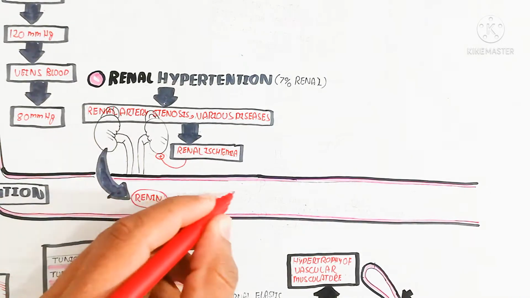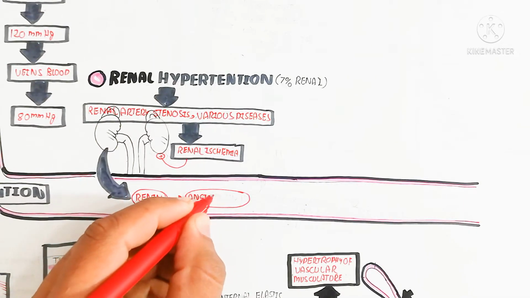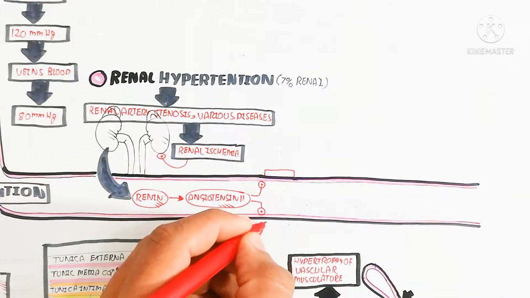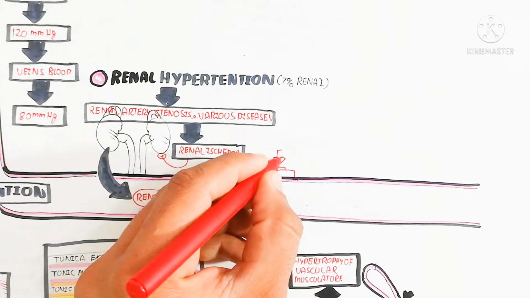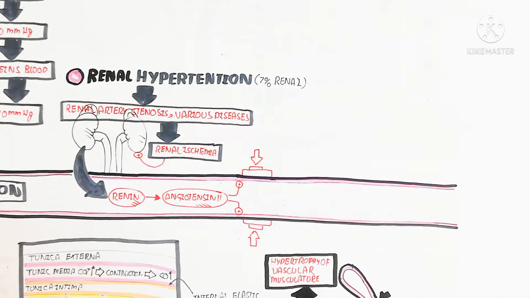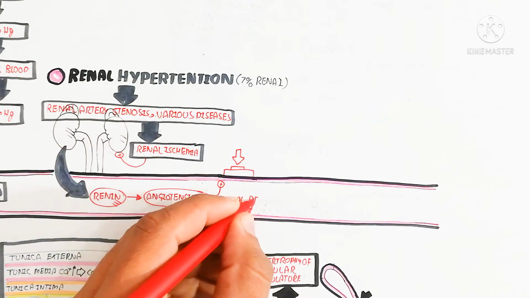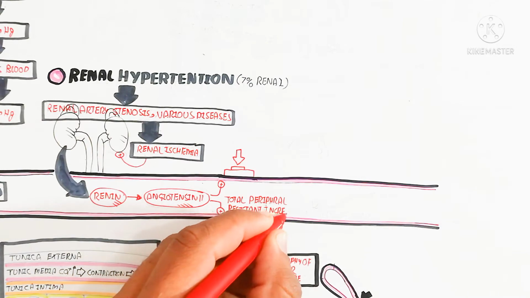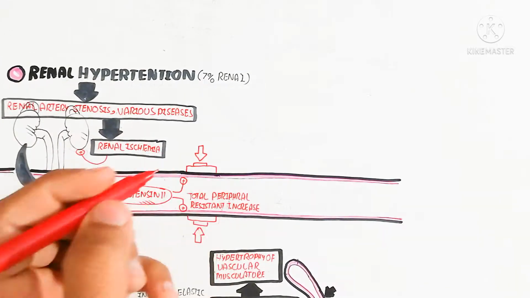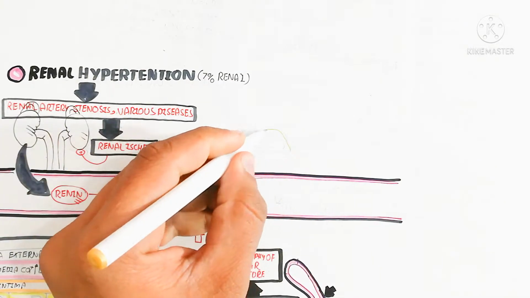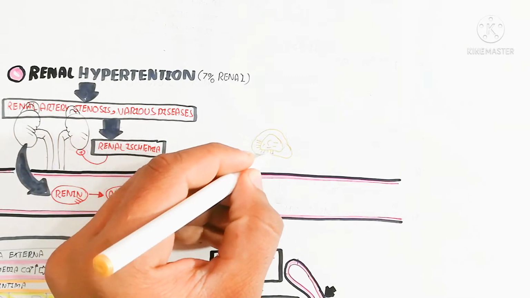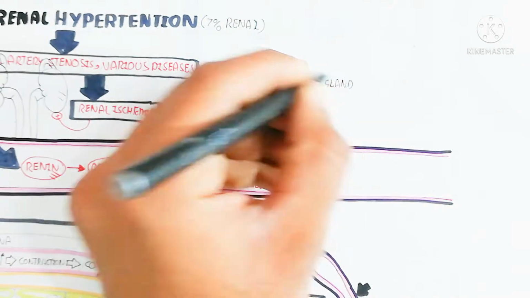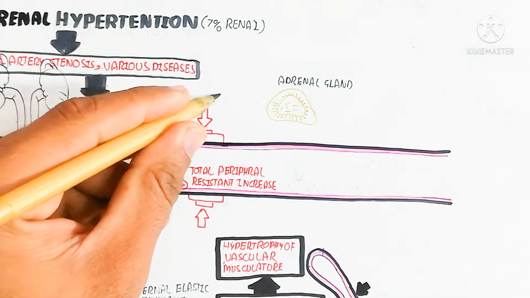After renin production, which is due to high blood pressure, angiotensin 2 will be stimulated. After angiotensin 2 stimulation, the total peripheral resistance increases. So the increase in total peripheral resistance leads to contraction of the blood vessel. That is the total peripheral resistance increase due to angiotensin 2, which will target the blood vessel.